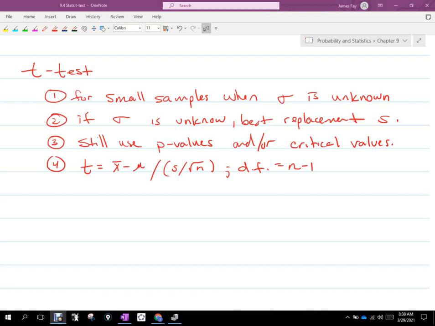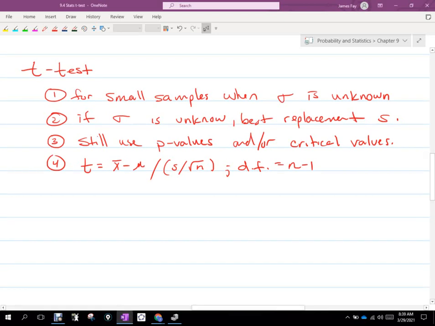We also have to remember that the T distribution is a family of curves, and we have degrees of freedom of n-1. The only thing that's really going to impact is when we use our commands on Excel, or if you use your TI-83 to gain areas for p-values, or to get critical values, you're going to type in degrees of freedom.